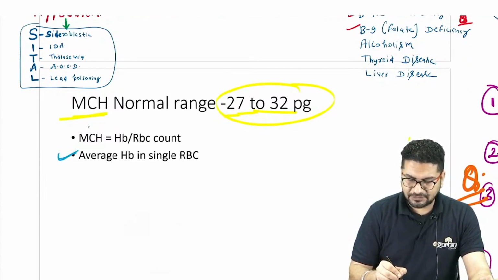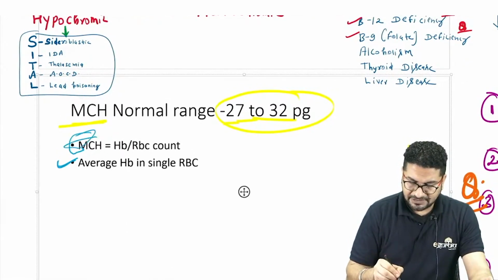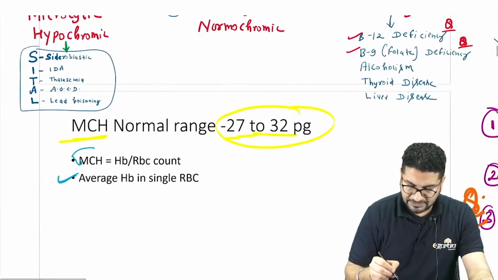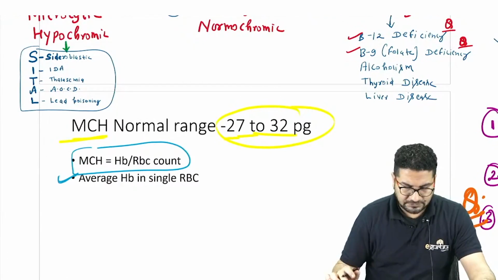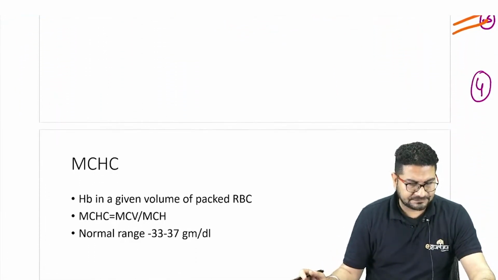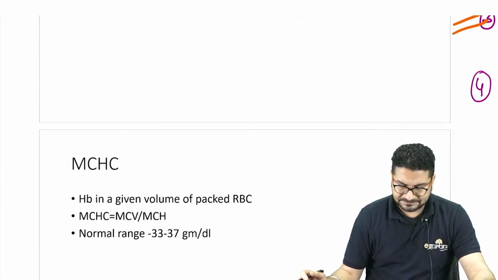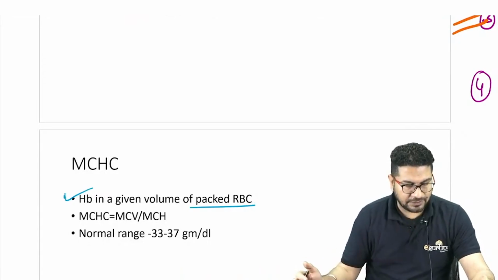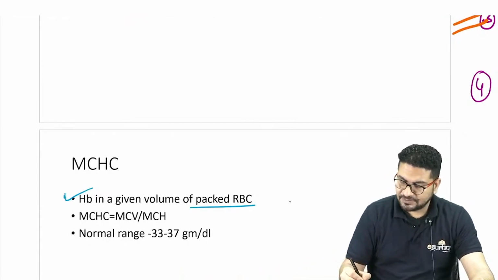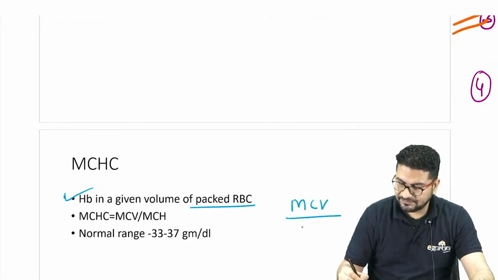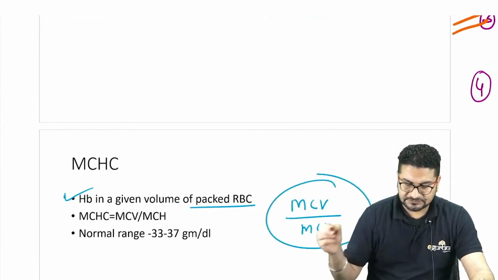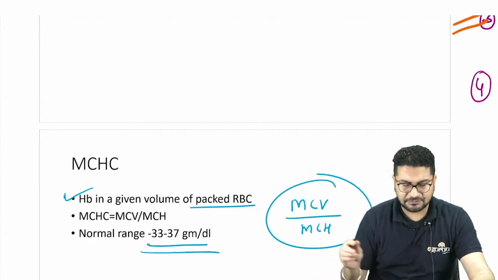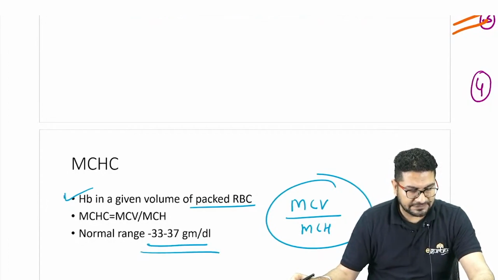And how do we calculate this? We calculate this by hemoglobin divided by RBC count. Next is your MCHC. MCHC is hemoglobin in a given volume of packed RBC. You can calculate this simply by MCV divided by MCH. That is what we call mean corpuscular hemoglobin concentration. And normal value is 33 to 37.